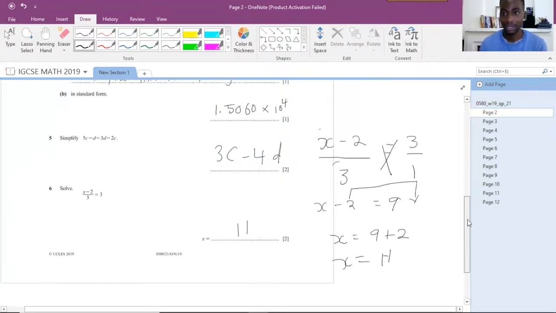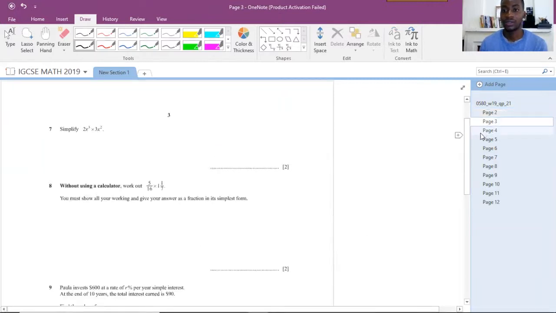It's question 7 here, no? Okay, let's go to question 7. So question 7 is telling us to simplify an expression with indices. So it says 2x to the power 3 multiplied by 3x to the power 2. The beautiful part about indices is that, with multiplication, we can expand it like that, then collect like terms.